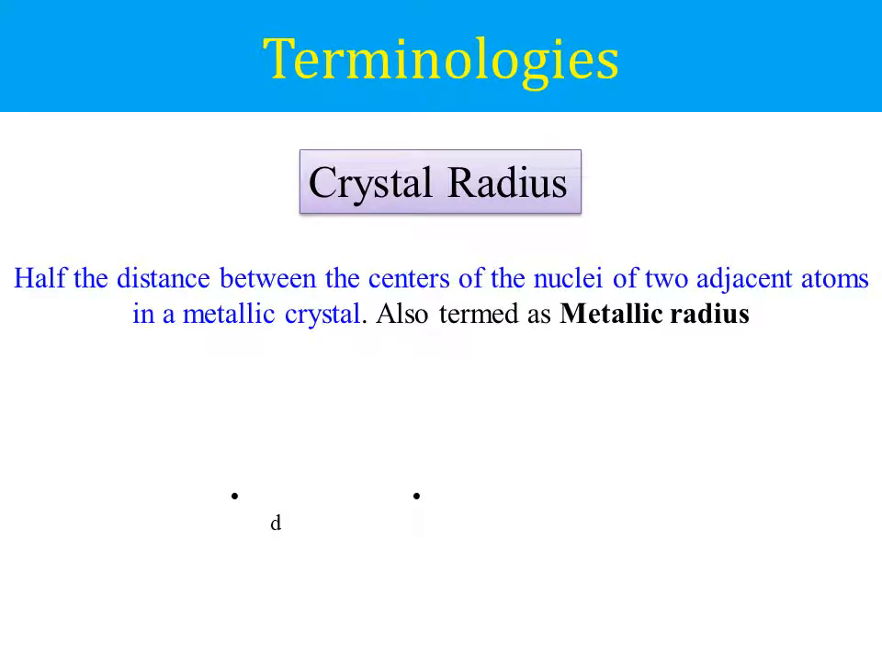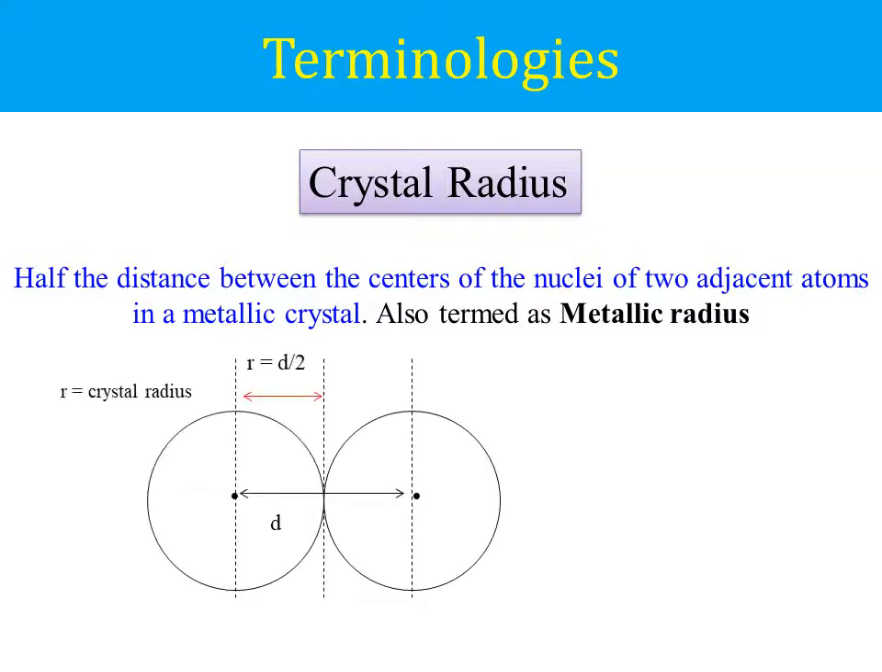We have the definition: half the distance between the centers of two nuclei of two adjacent atoms in a metallic crystal, also termed the metallic radius. So we have two atoms together, and if you check the diagram, it shows the radius in the two atoms. So we have two adjacent atoms.